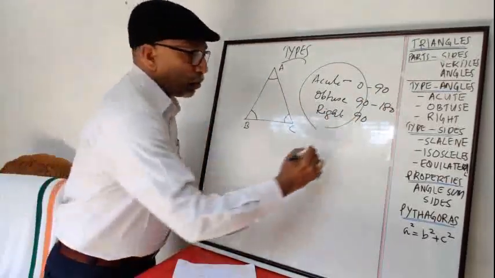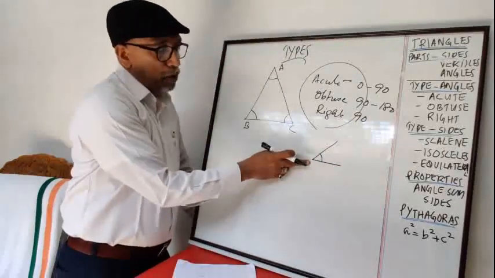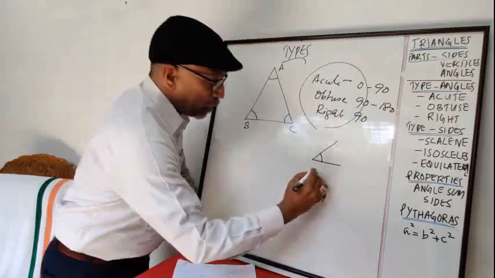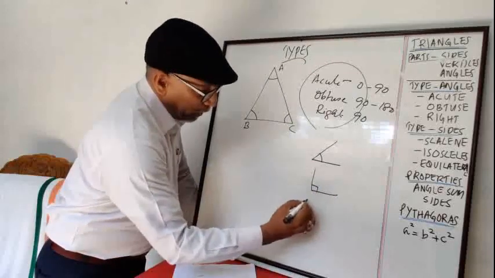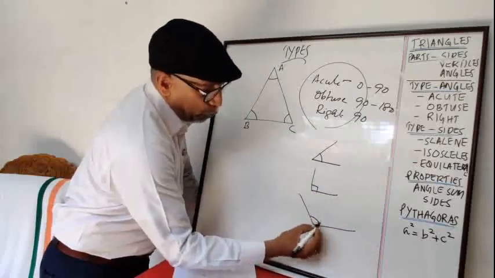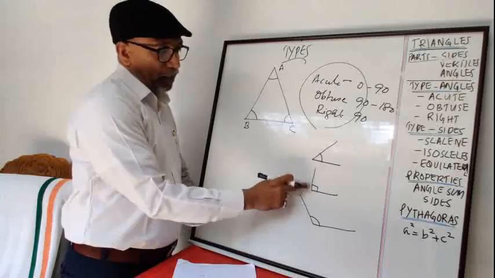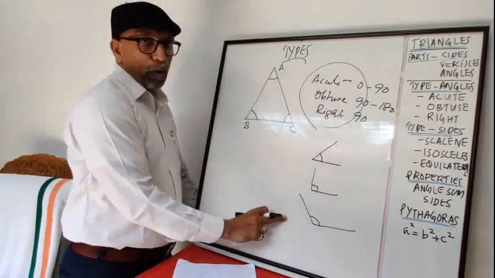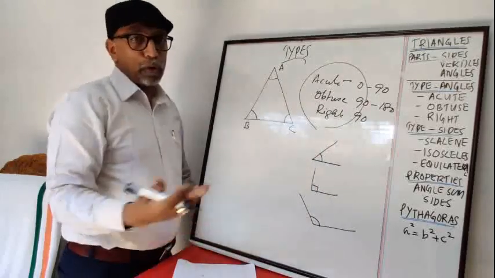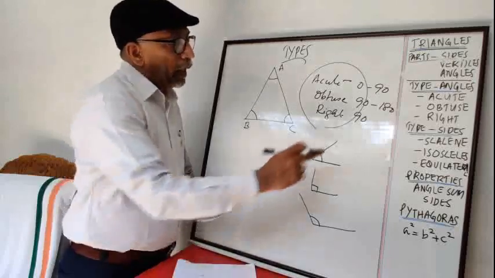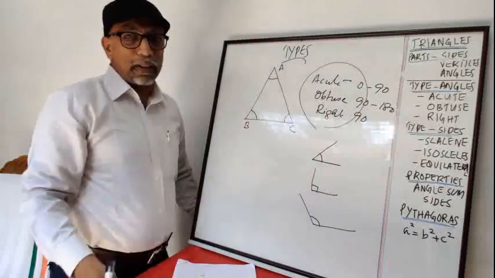You know that, right? So this is an acute angle because the measurement is between 0 and 90. This is a right angle. And this one is an obtuse angle, because the measurement is more than 90. So this is 90, this is less than 90, this is more than 90. So this is acute, this is right, and this is obtuse. If it is 180, we call it a straight angle. And if it is 0, then we call it a zero angle.